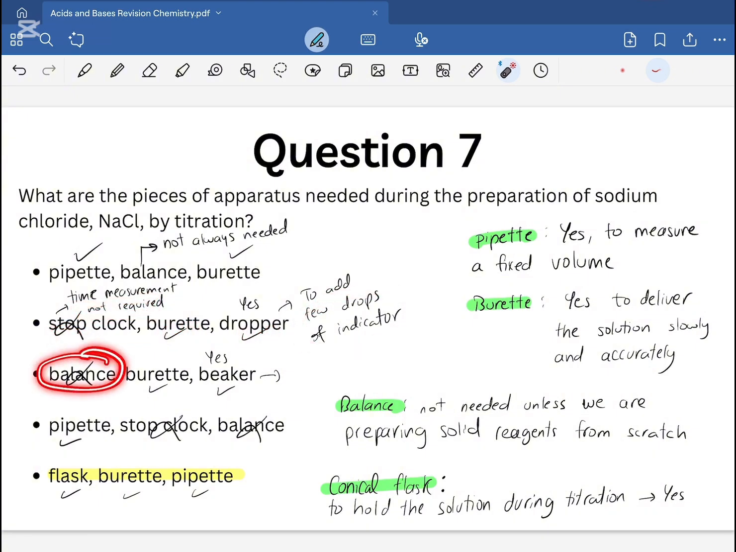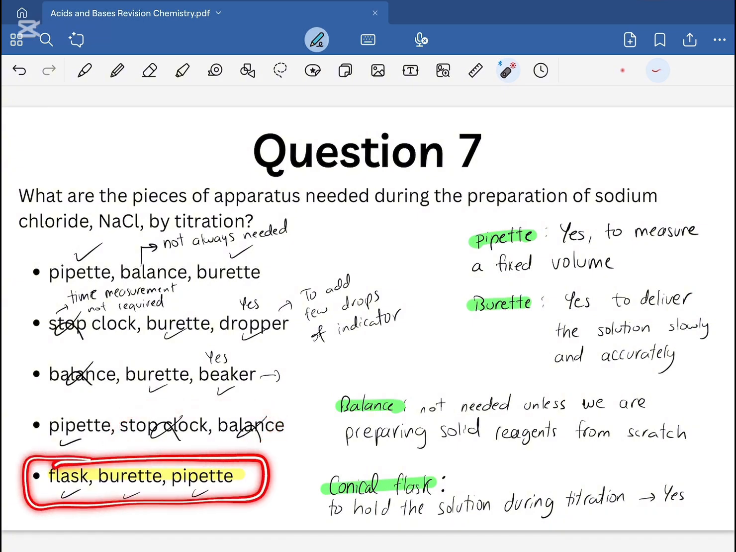Over here we still have the balance. The balance is not always needed. Over here we have the stop clock and we have the balance, so these two are not needed. This is the only option in which we have all the apparatus that we are going to use for titration: the conical flask, the burette, and the pipette. So this is the correct answer.